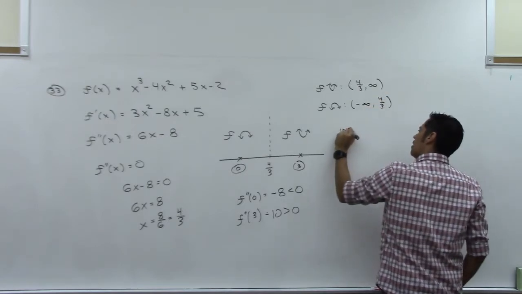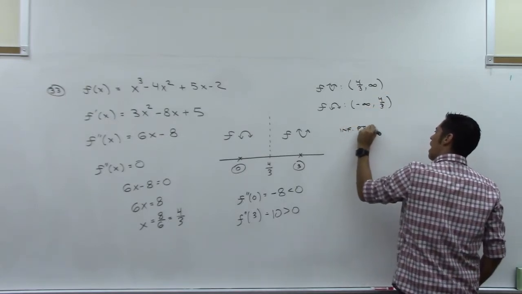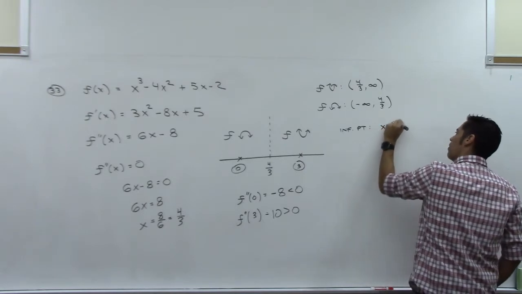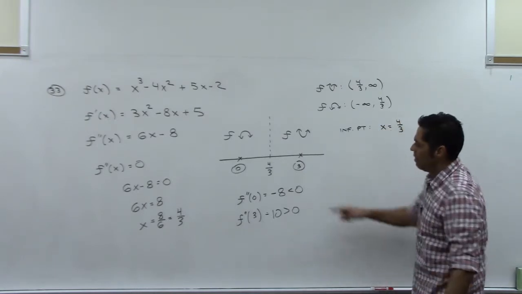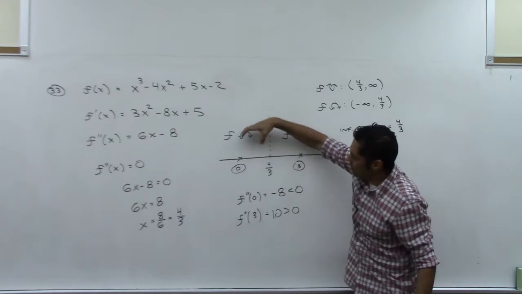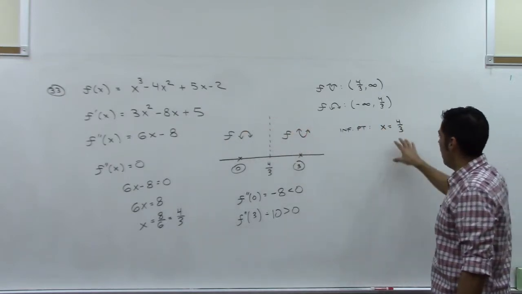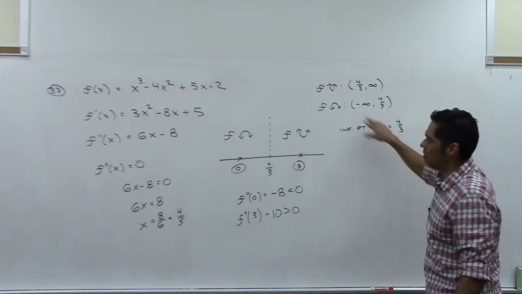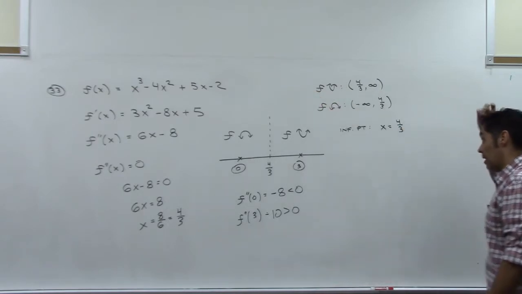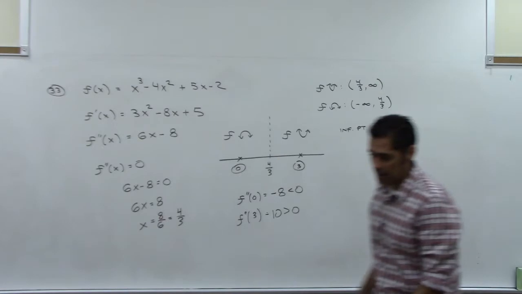And as far as an inflection point, I do have one. I have it at x equals 4/3. So at 4/3, we go from concave down to concave up, and that means we have an inflection. Now, I'm not going to actually plug this value into the original function at this point in time. We'll do that later on. We've answered the questions that we've been asked to do here.